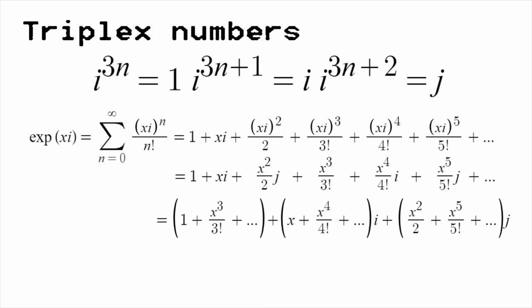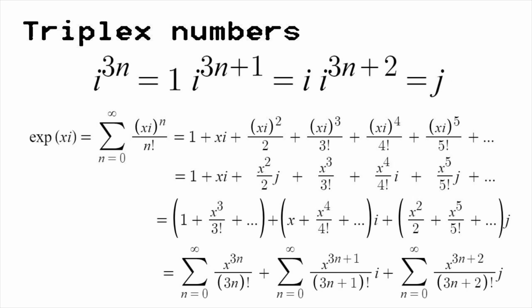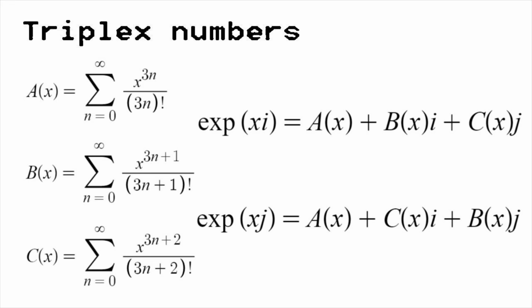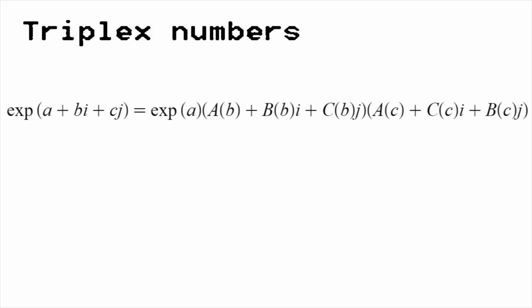Simplifying and rearranging gives us these three components, and these can also be written like this. It's not immediately clear what functions these power series represent, and I don't really want to look them up, so let's just call them functions big A, big B, and big C of x. The exponential of xj is the same thing, but b and c are switched. Thus, in conclusion, the exponential of a plus bi plus cj is this, which expands to this.